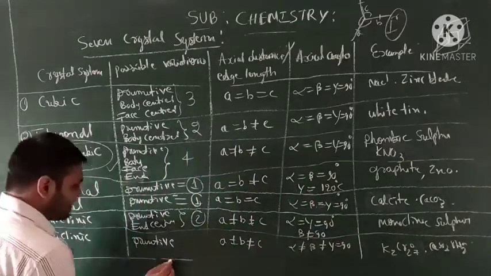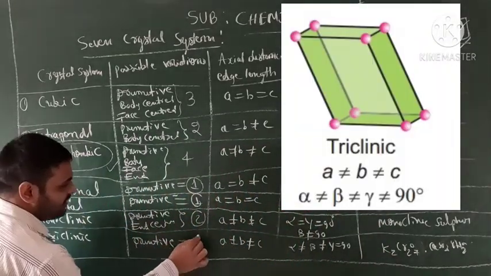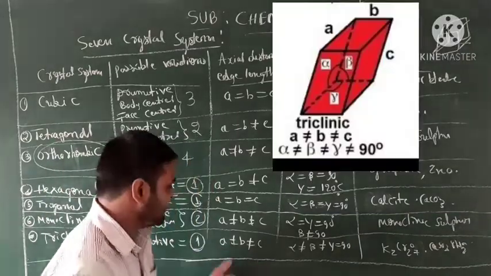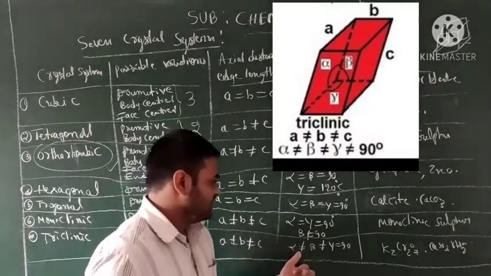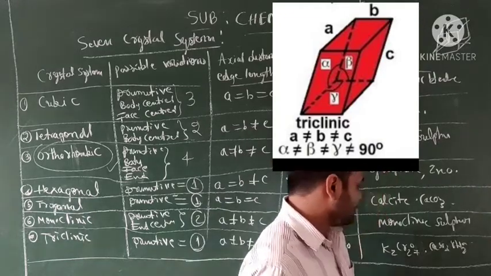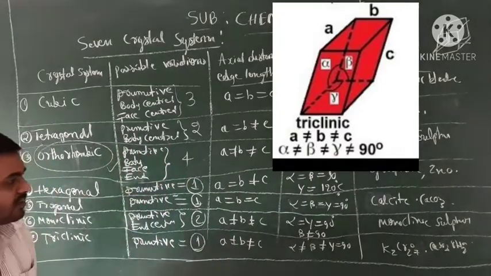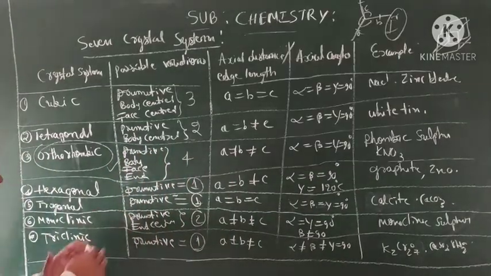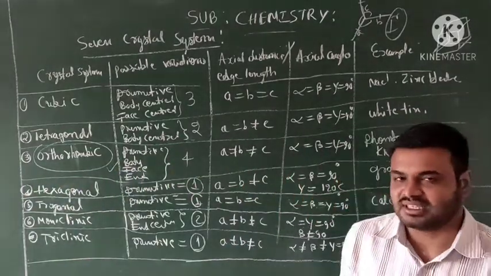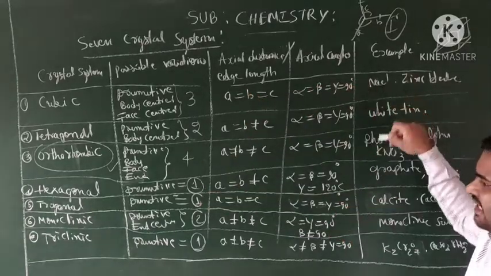Then the last one, triclinic. Triclinic means only the primitive variation is possible. The angles are not equal to each other, as in monoclinic. Examples are potassium chromate, copper sulfate, and potassium permanganate. So now we are going to the examination. We'll be asking 1 or 2 marks questions on the variations, the angles, or the examples.